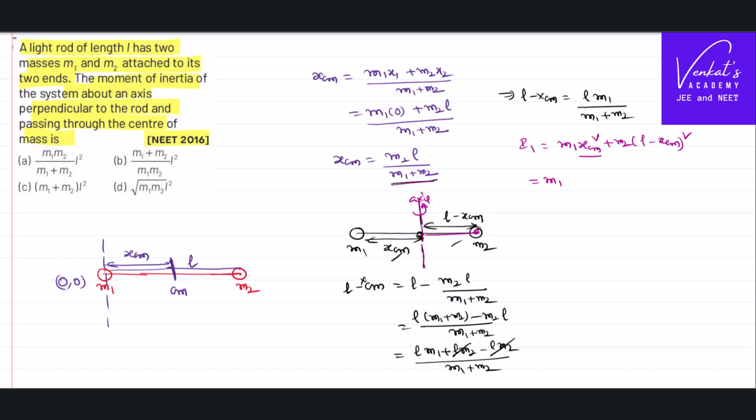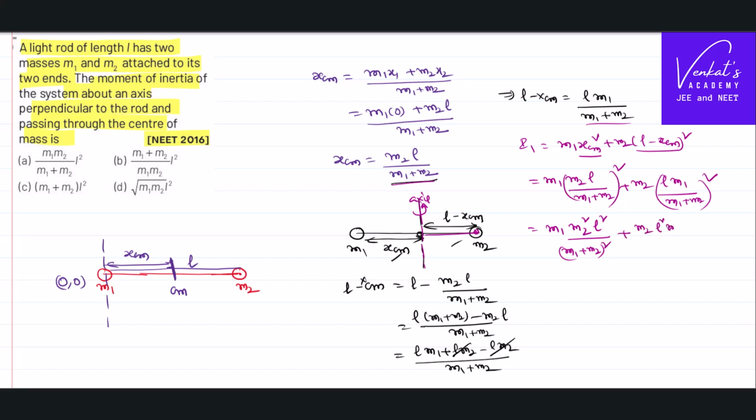XCM we have already calculated as (M2L by M1 plus M2) whole square. L minus XCM we have already calculated as (LM1 by M1 plus M2) whole square. Let us simplify this value. M1 M2 square L square by (M1 plus M2) whole square, plus M2 L square M1 square by (M1 plus M2) whole square.